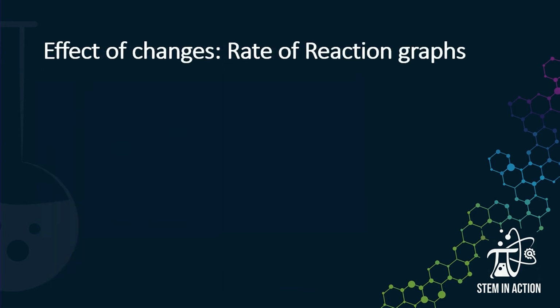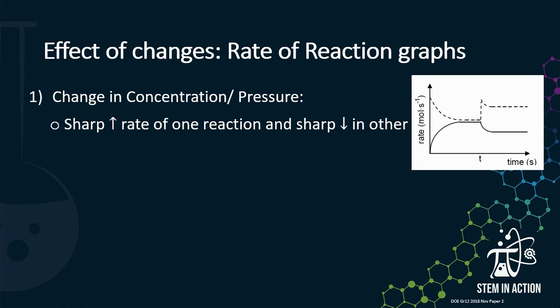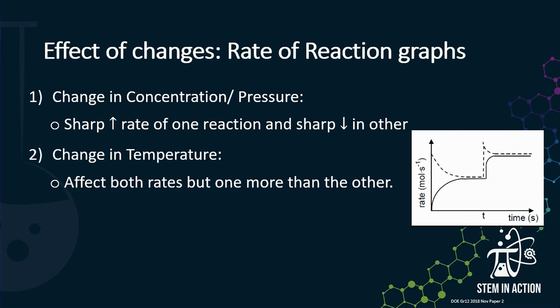So how will the different changes in the equilibrium affect the rate of the reaction graphs? The first change, a change in concentration or pressure, and I've grouped these two together because they'll look the same on the rate of reaction graphs. We'll get a sharp increase in the rate of one reaction and a sharp decrease in the rate of the other reaction. The second effect is the change in temperature.